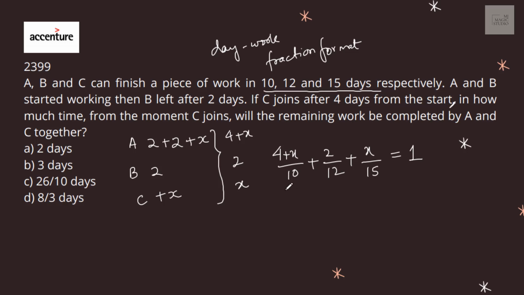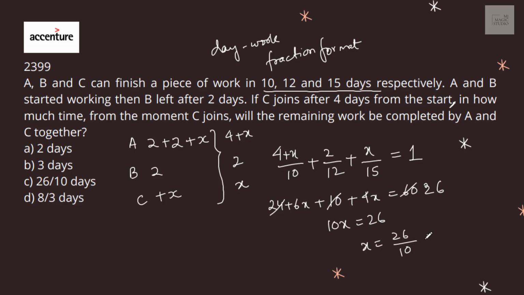Now if I multiply throughout by 60, I'll get 6 into 4, 24 plus 6x, plus 60 by 12 is 5, 5 into 2 is 10, 60 by 15 is 4, 4x, equals 60. So this is 34, 60 minus 34 is 26, and this is 10x. 10x is 26, x equals 26 by 10 days. More 26 by 10 days, from the time C joins in, the work would be completed by A and C together. Option C fits in.